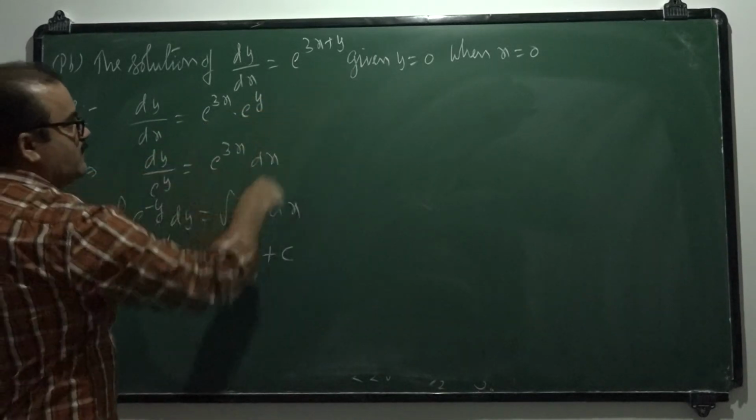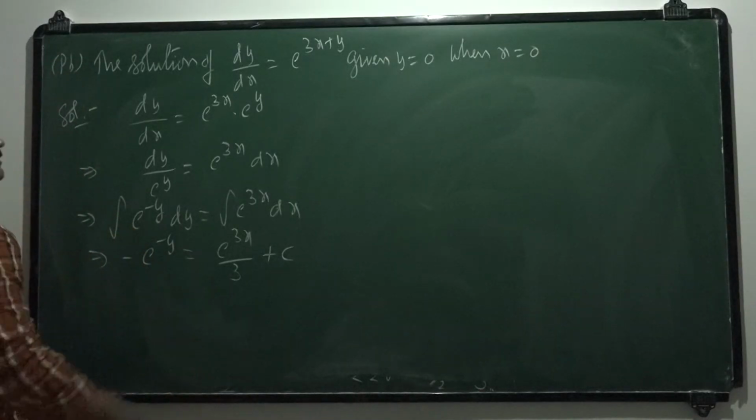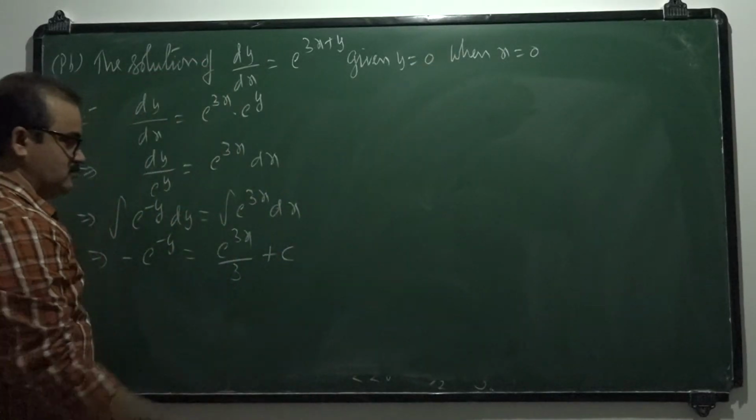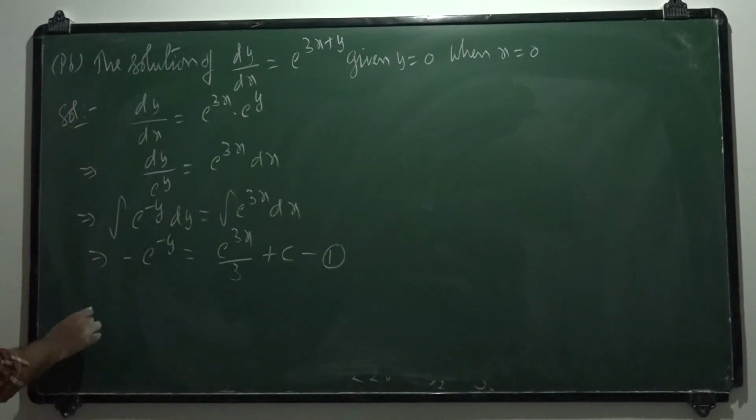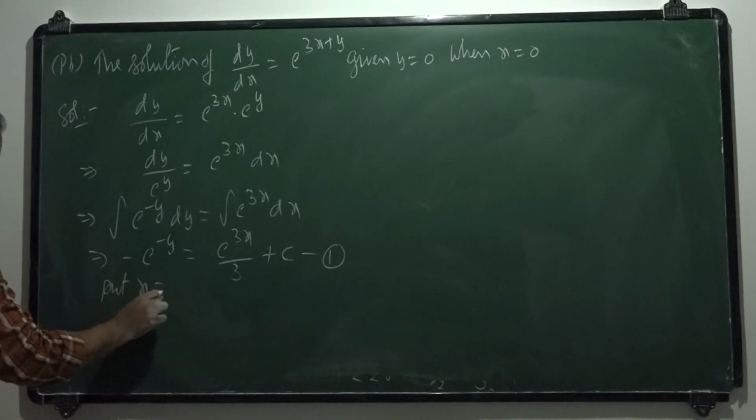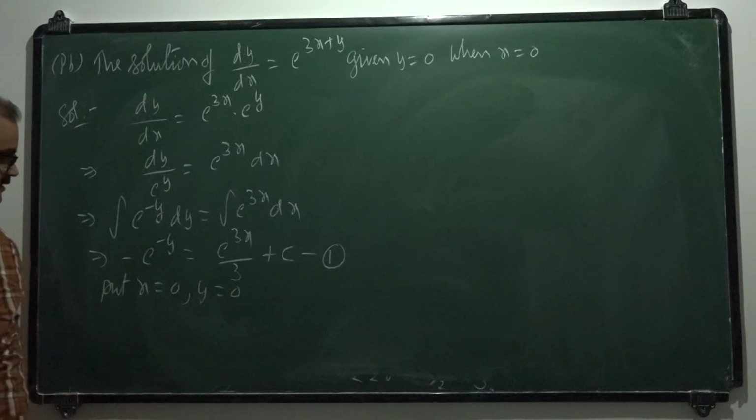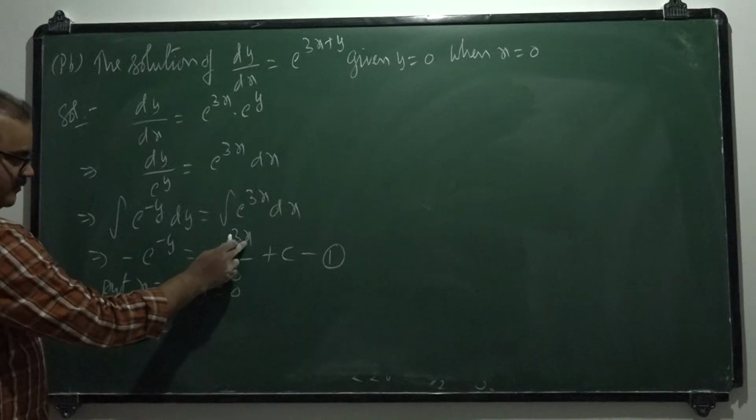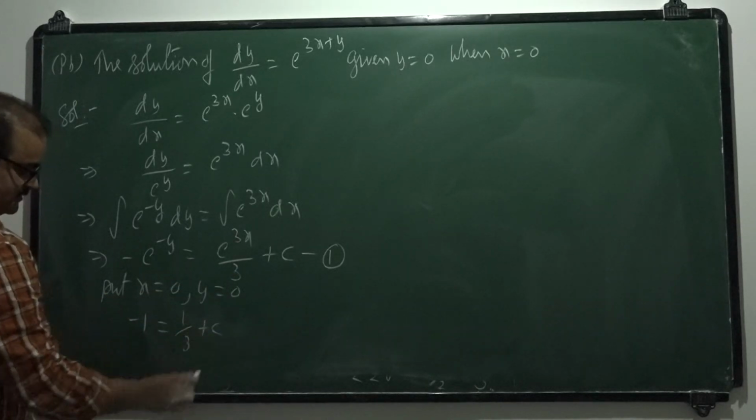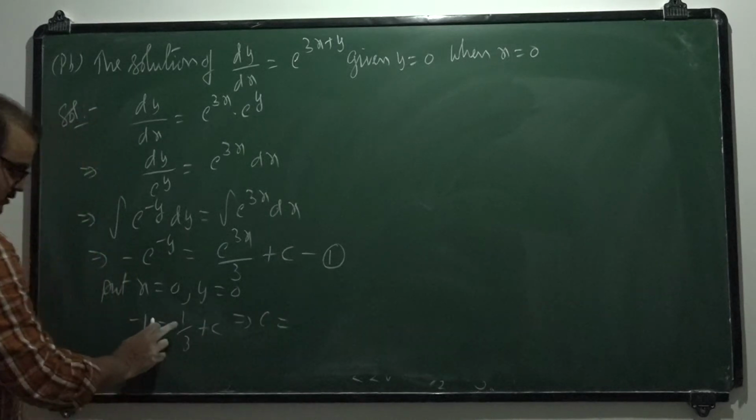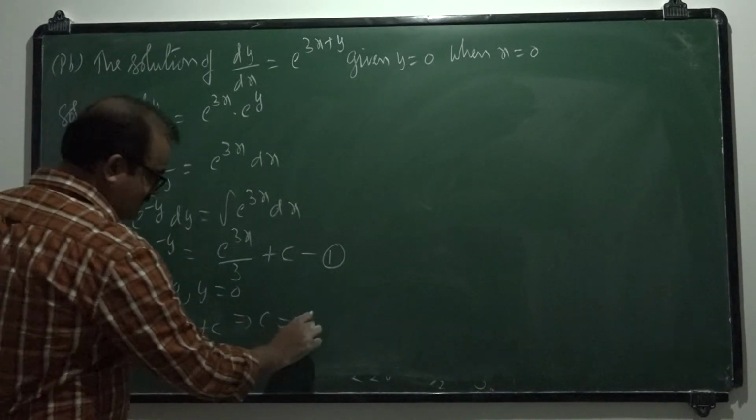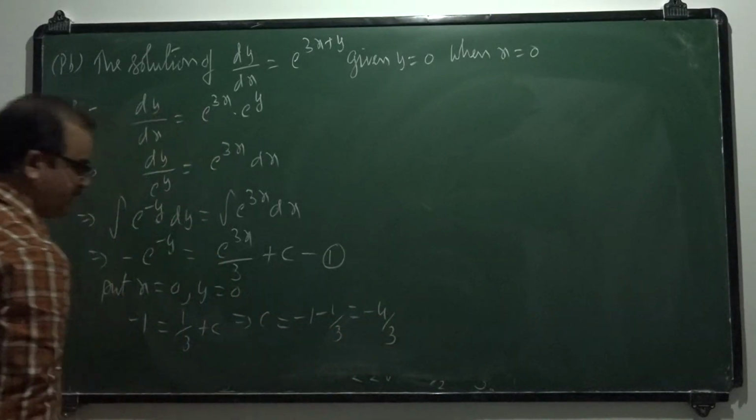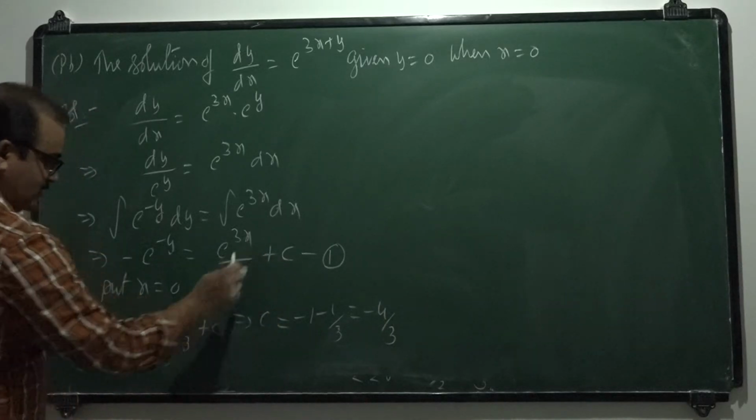But x value and y value is given. Y is equal to 0 when x is equal to 0. You put y is equal to 0 and x is equal to 0 in this equation 1. Put x is equal to 0 and y is equal to 0. E power 0 by minus 1 is equal to e power 0 by 3 plus c. So c is equal to minus 1 minus 1 by 3, minus 4 by 3. Now substitute c value in equation 1.